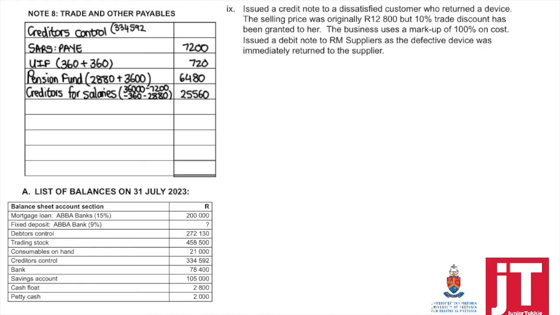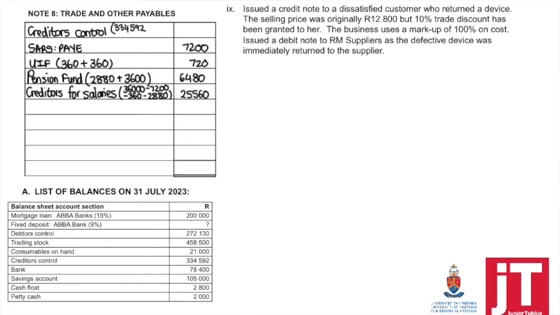Right, now the next adjustment applicable to trade and other payables. And you will see it will go somewhere else as well. But let's read. Issued a credit note to a dissatisfied customer who returned a device. The selling price was originally $12,800, but a 10% trade discount has been granted to her. The business uses a markup of 100% on cost. Issued a debit note to RM suppliers as the defective device was immediately returned to the supplier.